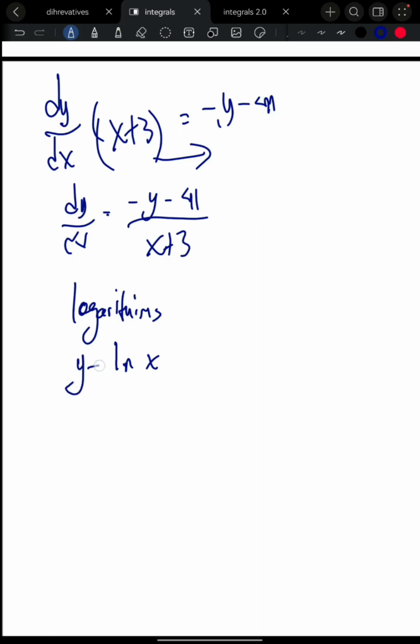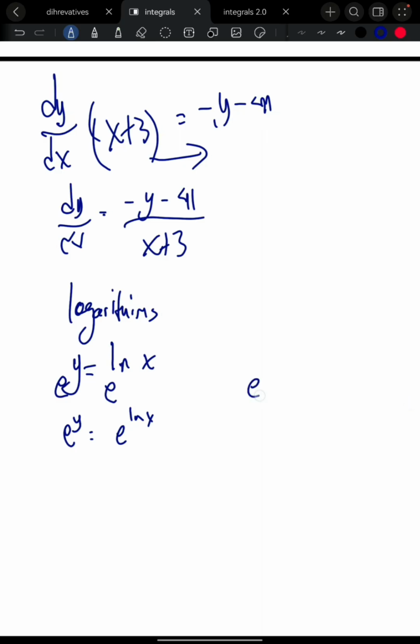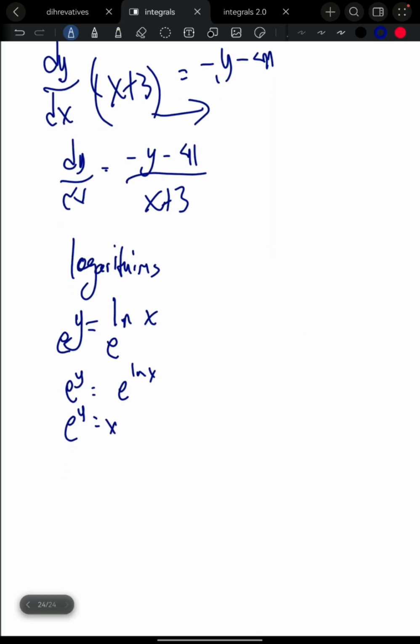But first of all, I'm going to set it equal to y, and then I'm going to take e to the power of both sides. So e to the y is equal to e to the ln of x. And e to the ln of x is the same as just x, because these cancel out. So e to the y is equal to x. Then I'm going to differentiate both sides. The derivative of e to the x is just e to the x, but this is e to the y, so it's e to the y. But don't forget the chain rule. You have to multiply by dy by dx, is equal to x.